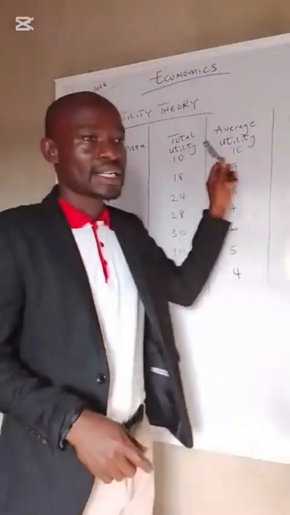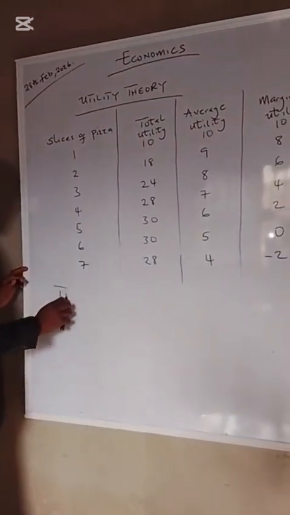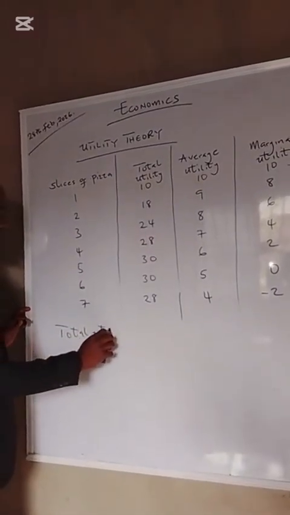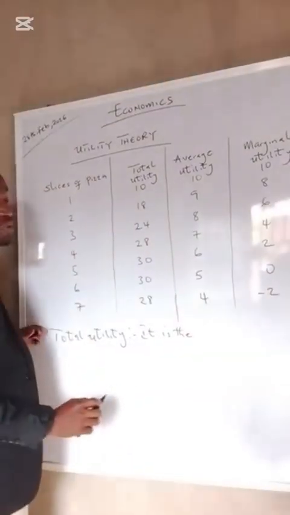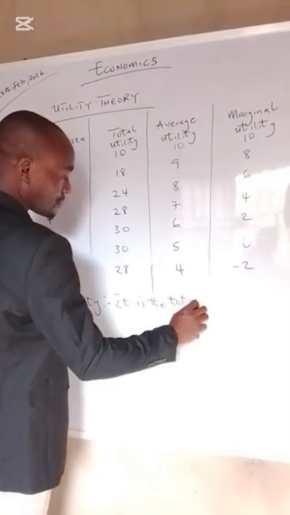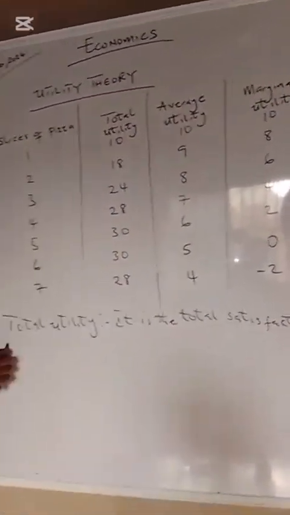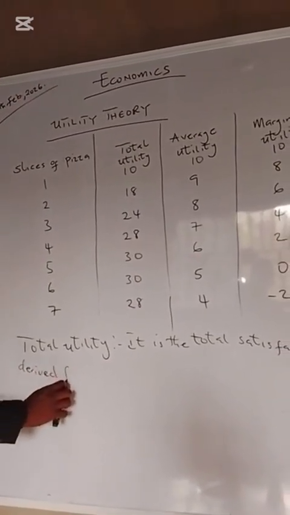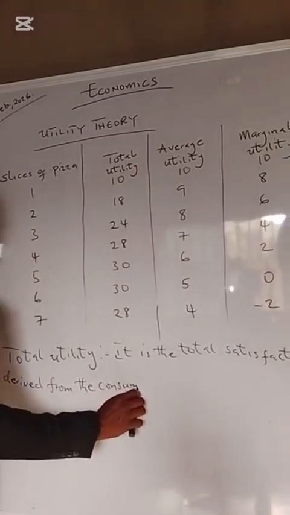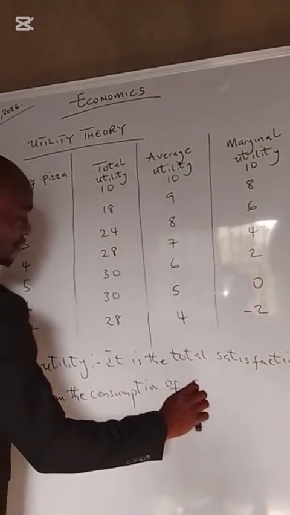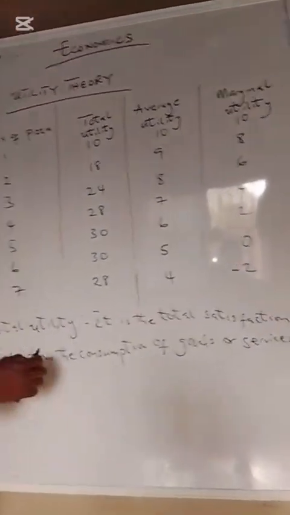Now, what is the meaning of total utility? Total utility is the maximum, or total, satisfaction derived from the consumption of a commodity, or we can say of goods or services. That's what we refer to as total utility.